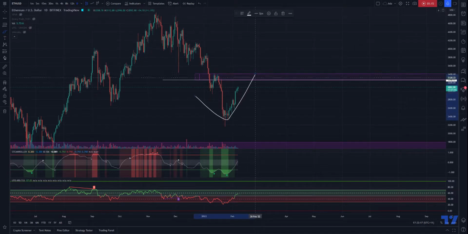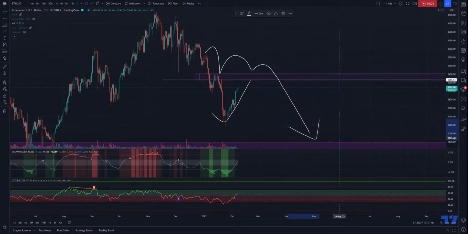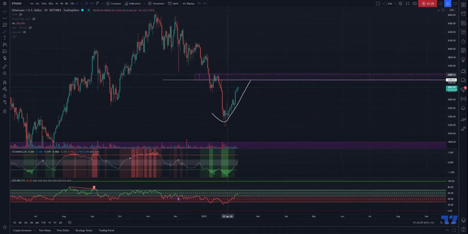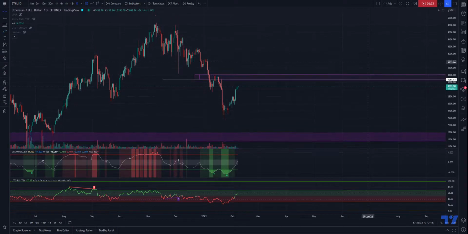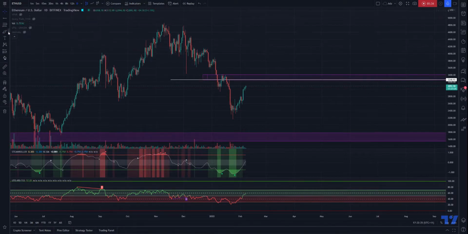Because if we do get there, there is not a strong chance, but there is a chance that it could be another lower high. We could go 1, 2, 3, and then continue to the downside. But that's not something that we are hoping happens, of course. We are hoping that we move through this level and onto the next one. And let's identify where that is.